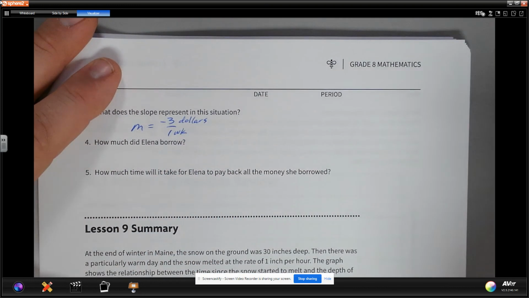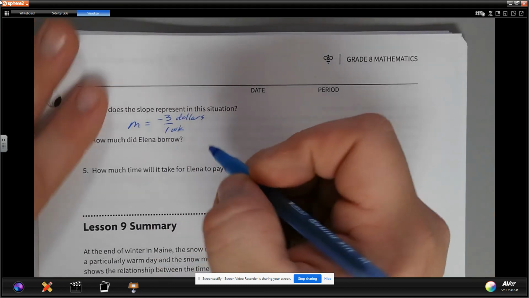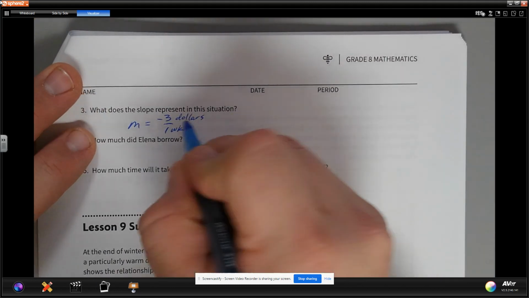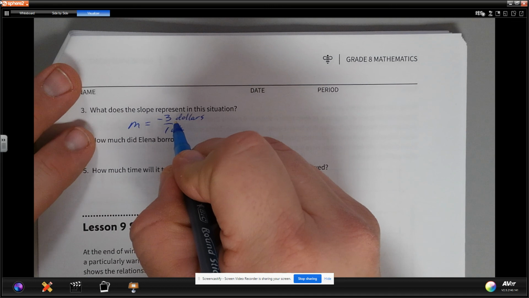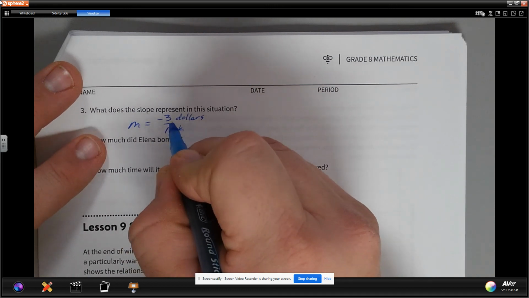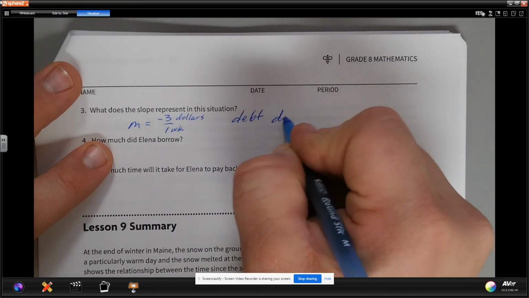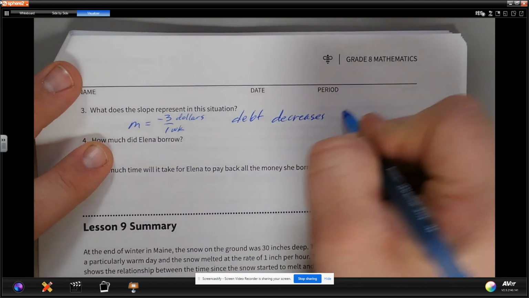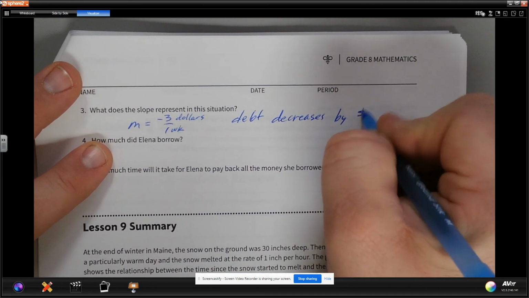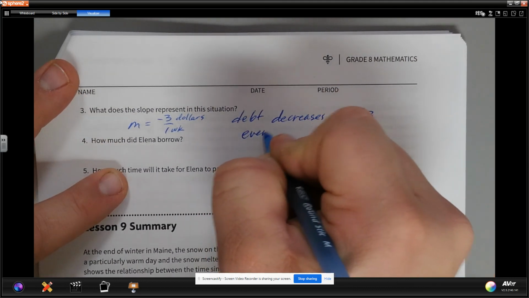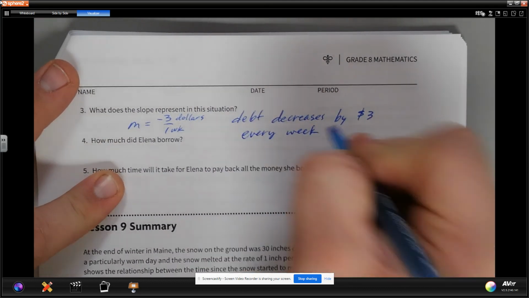So we have to understand that she's paying money back. There's not such a thing as negative money, but we understand that she is decreasing her debt by an amount of $3 each week. So we could say debt decreases by $3 every week. We just talked about this piece.